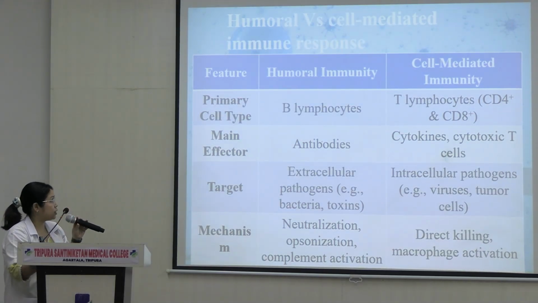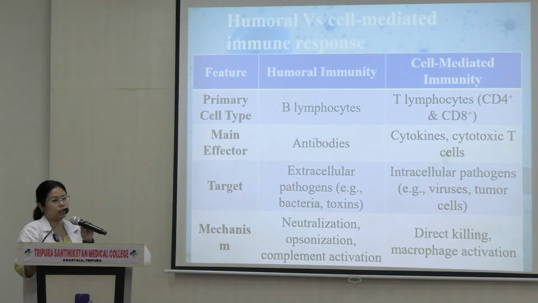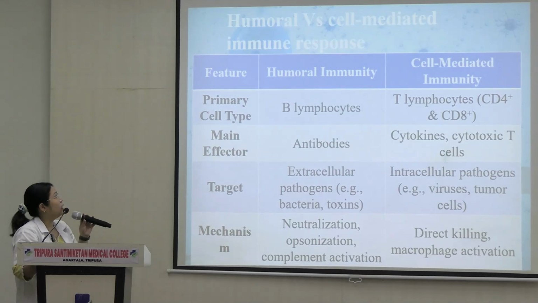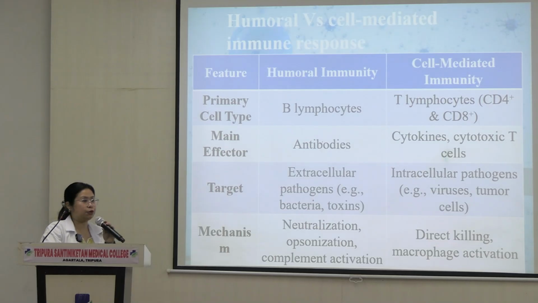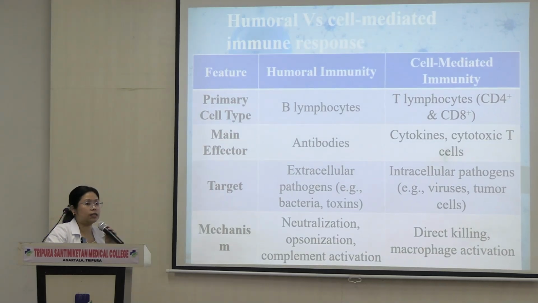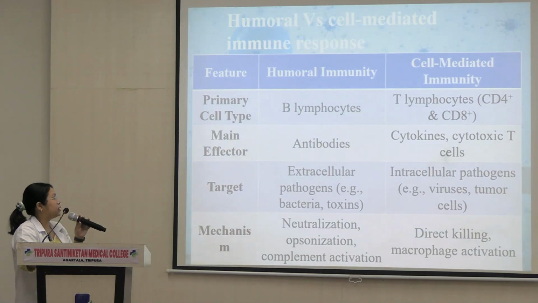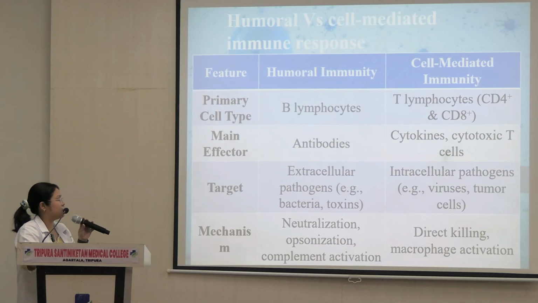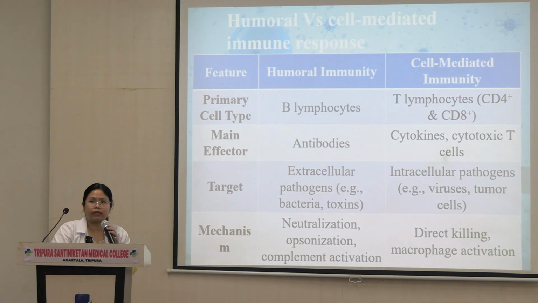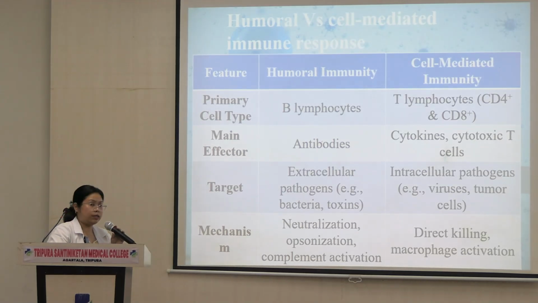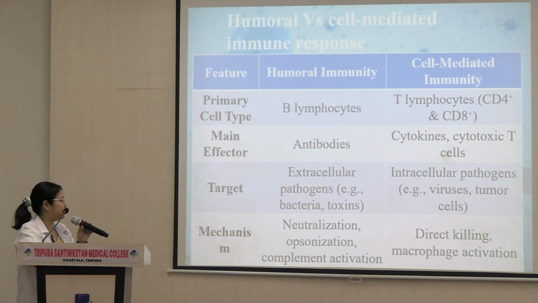So we have humoral immunity where the main cells are B lymphocytes, and cell-mediated immunity works through the T lymphocytes. In humoral immunity antibodies are produced, and in cell-mediated immunity we have chemicals like cytokines, and cytotoxic T cells mainly work there. It kills the cell directly. So the target is obviously extracellular organisms or pathogens. Cell-mediated immunity means intracellular pathogens. Now when I say pathogens, it doesn't only mean bacteria and viruses, it can also include tumor cells. Okay? So mostly tumor cells are killed by the cell-mediated immunity.